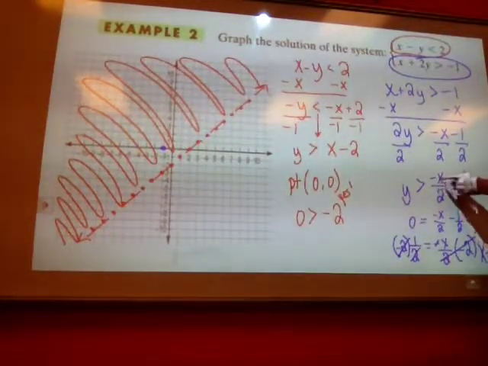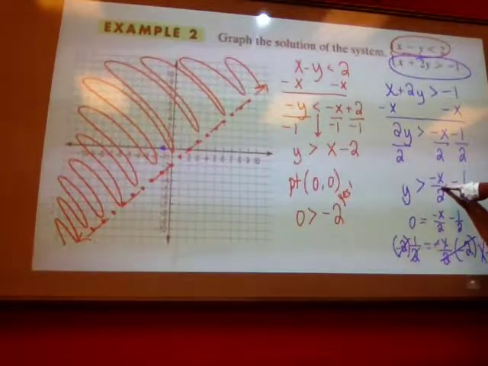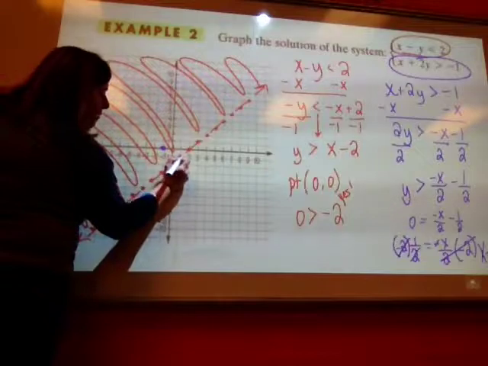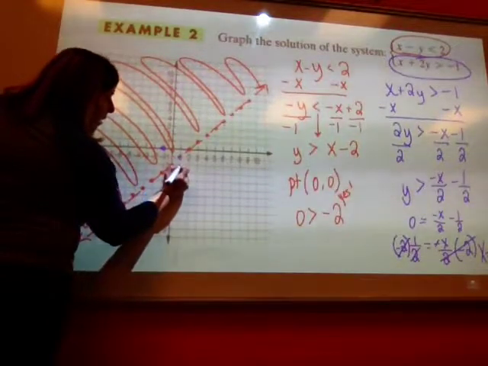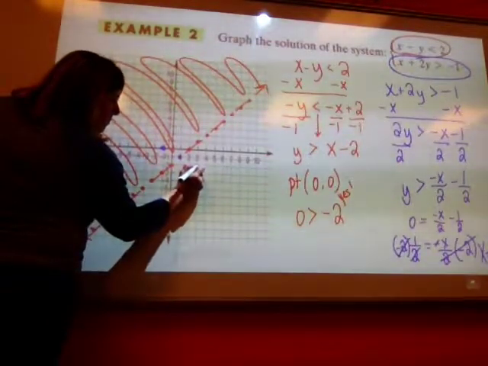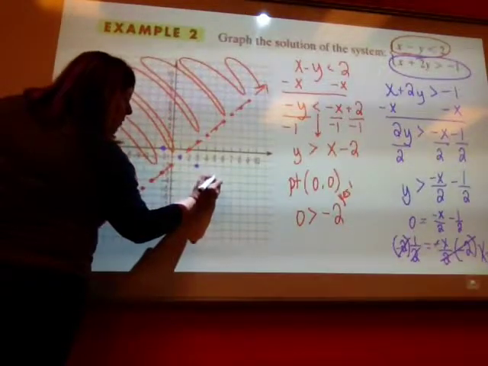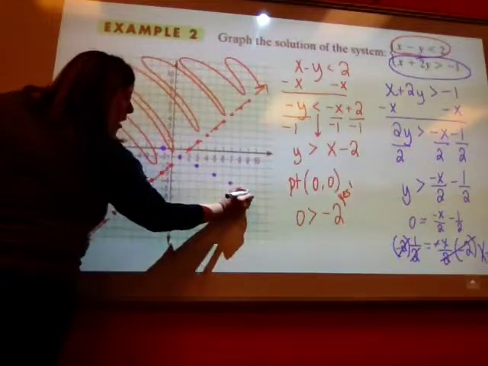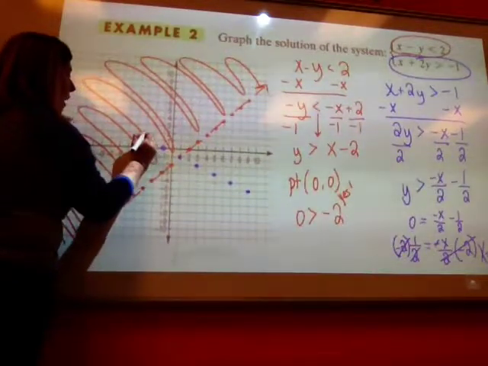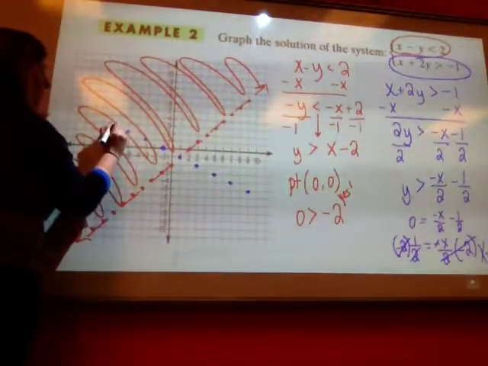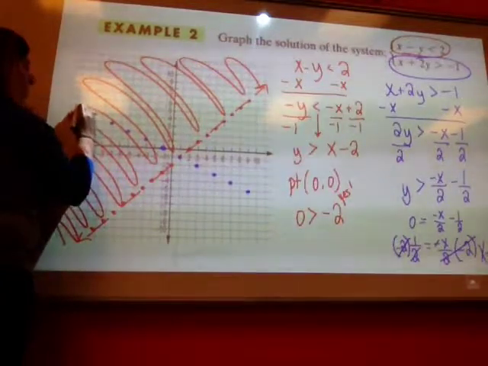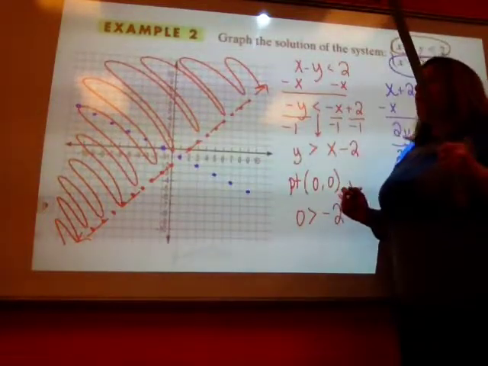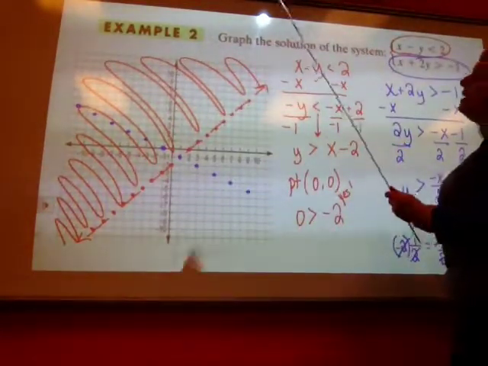Then I can still go back and use my slope. So, down and to the right, down and to the right, down and to the right. Or up and to the left, up and to the left, up and to the left. Dashed or solid? Dashed.